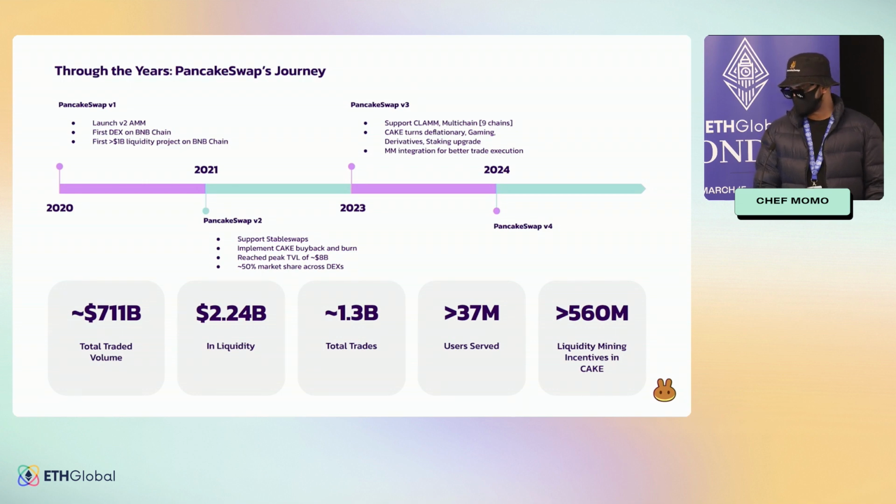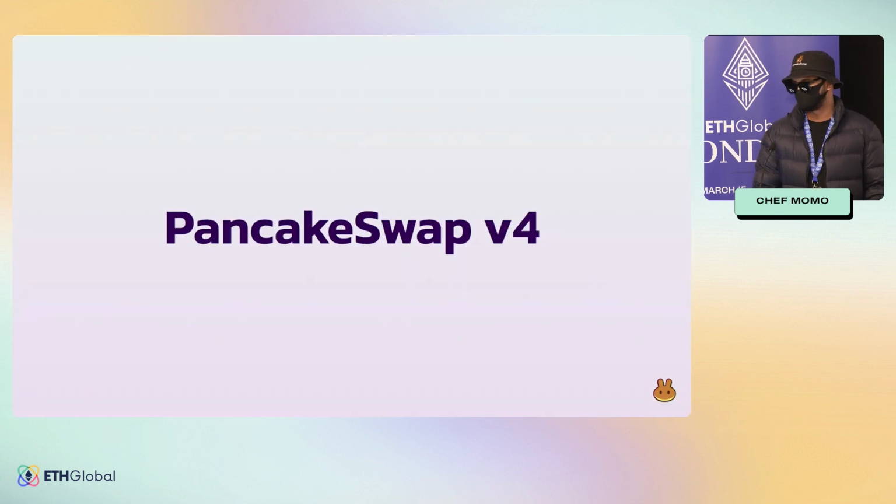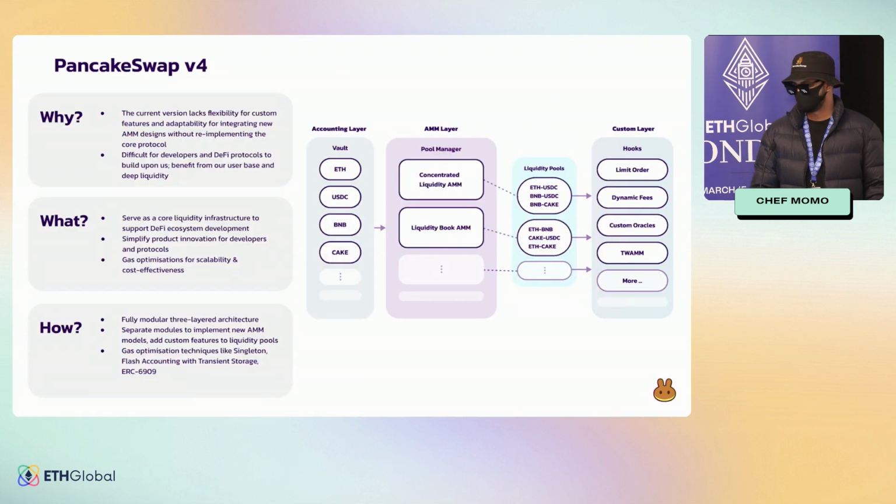So today we are here to announce PancakeSwap V4, and so let's see why we need a version 4, right? The current version lacks the flexibility and adaptability to support any pricing curves or add any custom features on the go without re-implementing the core protocol. And it also has huge gas fees, and it's not perfectly optimized. So essentially, it becomes difficult for developers and DeFi protocols to benefit from our user base and deep liquidity and build upon us.